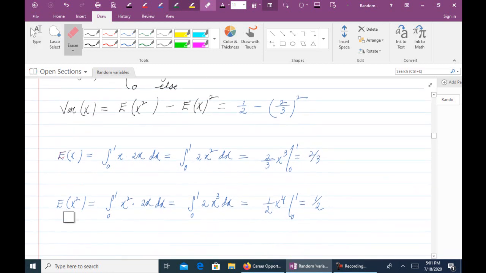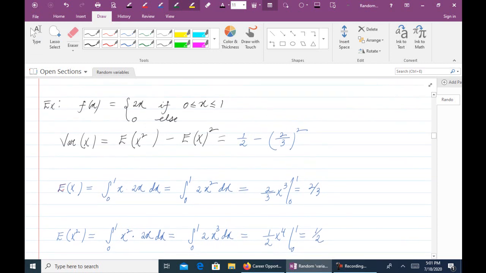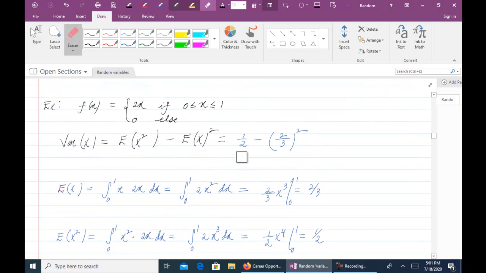The expectation of x squared, on the other hand, would be the integral from 0 to 1 of x squared times the PDF 2x dx, and that's the integral from 0 to 1 of 2x cubed dx, which is equal to 1/2 at the end. So the variance turns out to be 1/2 minus (2/3) squared.